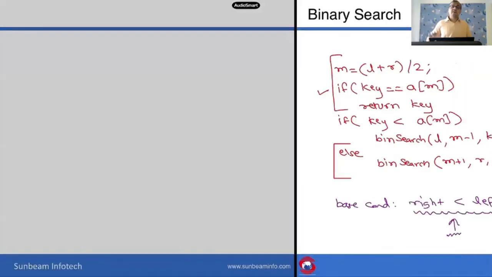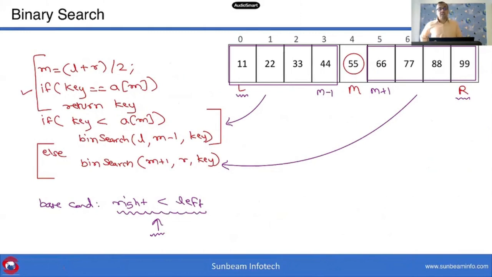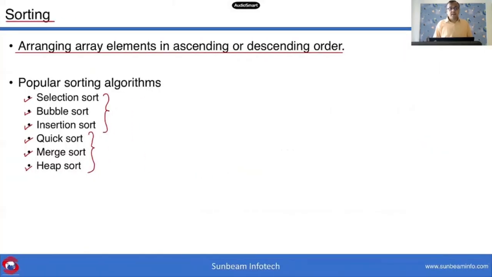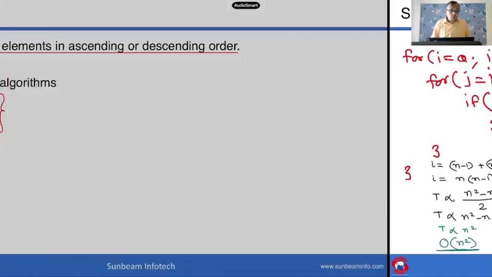After that, we wrote the same binary search algorithm once again in a recursive manner, saying that if the element is smaller, repeat binary search for the left partition, or if the element is greater, then repeat binary search for the right partition. That is the logic that we put in. And after that, we said it's time to go ahead and talk about sorting algorithms.